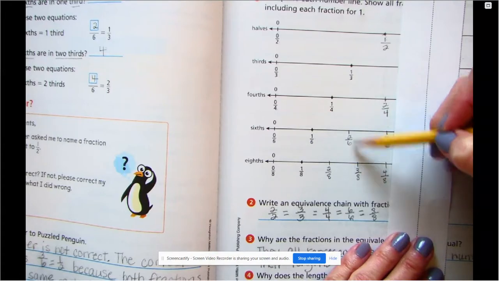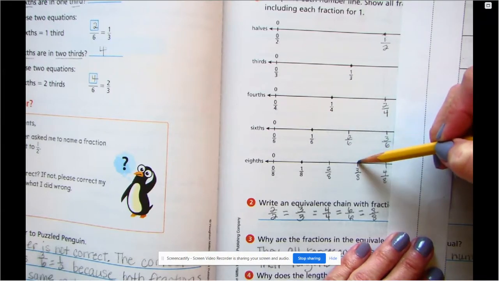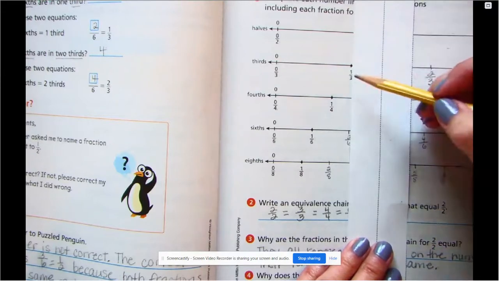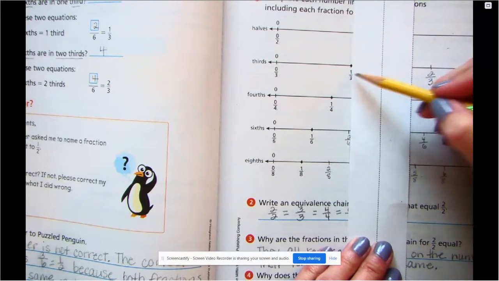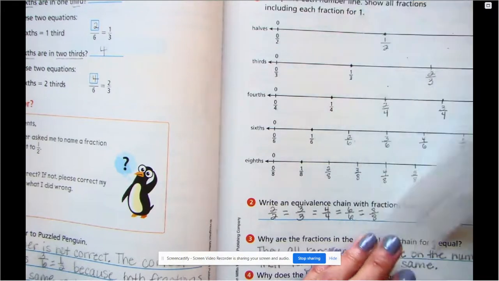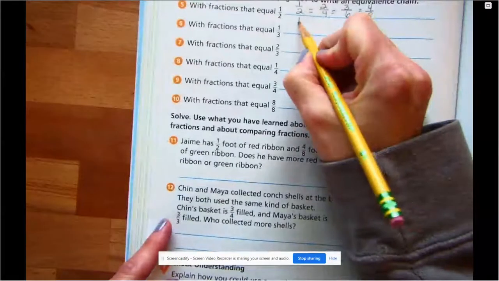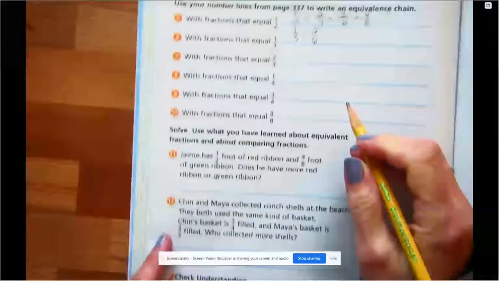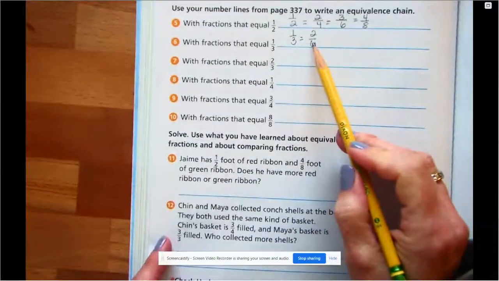These are at different places on the number line. They're really close, but they're different. So that's why it's so important to be very accurate. So if I look, I would say 1/3 is equivalent to 2/6. So I'm going to write that. 1/3 is equivalent to 2/6. Okay, they take up the same amount of space.